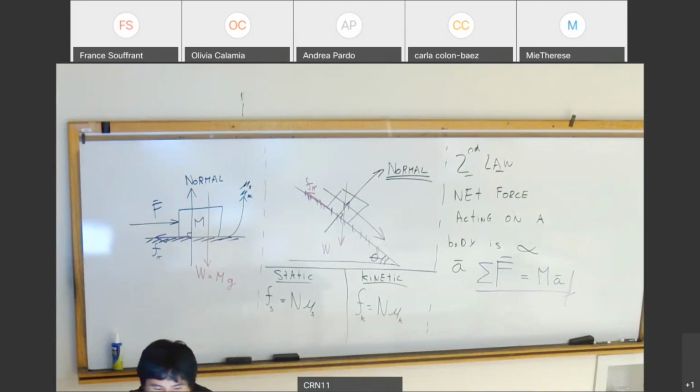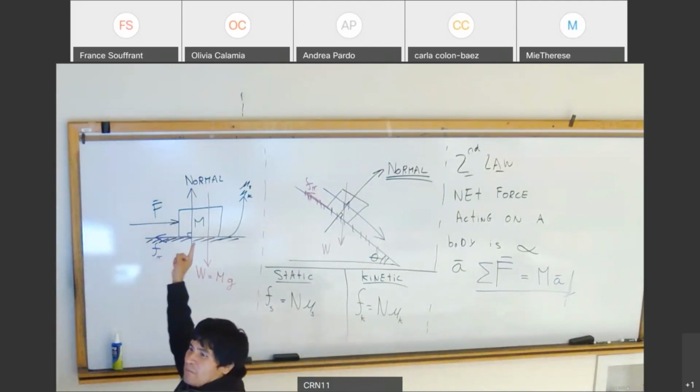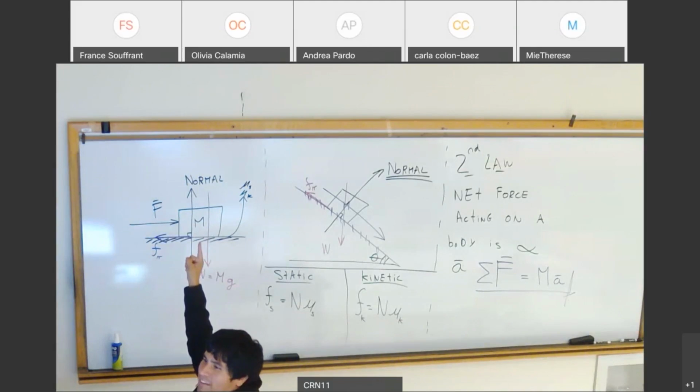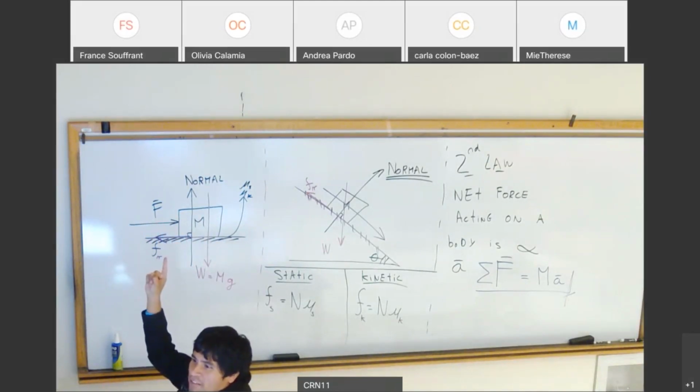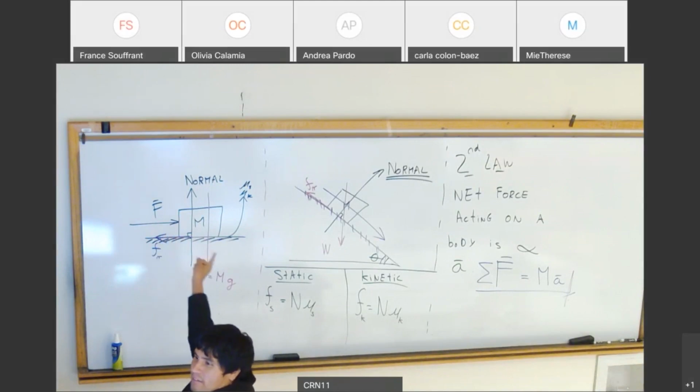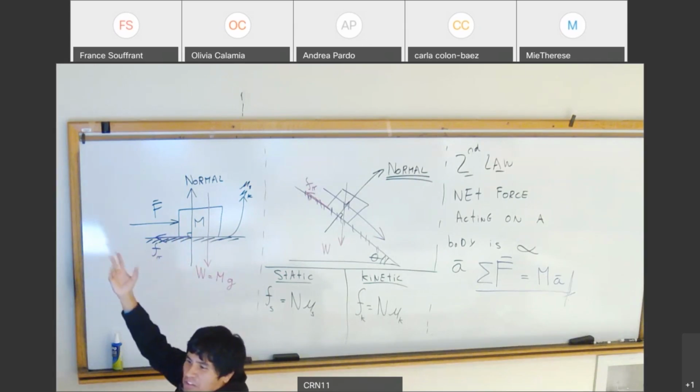Look at the first graph I made. I'm going to say that this object wasn't moving. There was a force acting there, right? This one. But there's also the friction, so there are other forces acting on it: the force of gravity and the normal force. There are 4 forces acting in there, and the object is not moving.